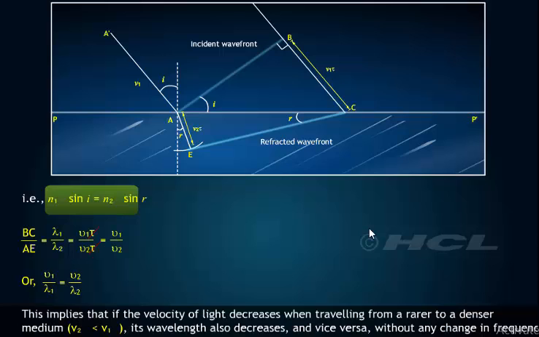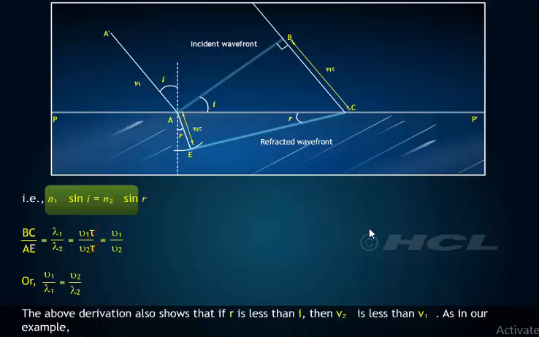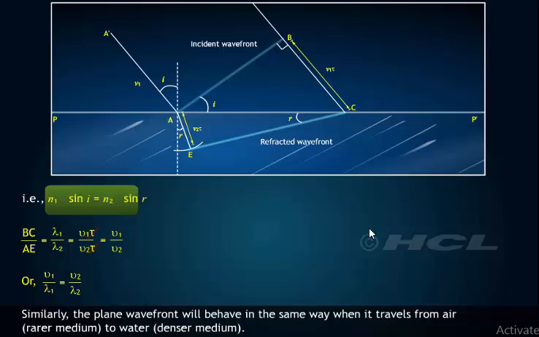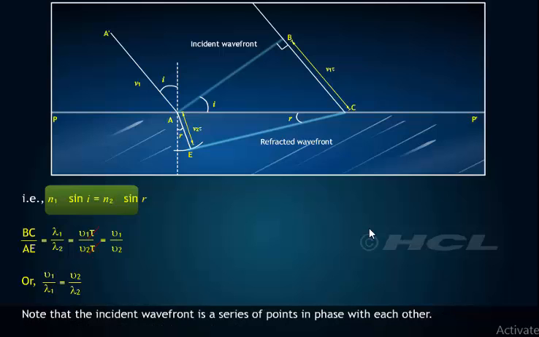This implies that if the velocity of light decreases when traveling from a rarer to a denser medium, V2 less than V1, its wavelength also decreases and vice versa, without any change in frequency. The above derivation also shows that if r is less than i, then V2 is less than V1. As in our example, r less than i, it is obvious that V2 less than V1. Similarly, the plane wavefront will behave in the same way when it travels from air, rarer medium, to water, denser medium. Note that the incident wavefront is a series of points in phase with each other.